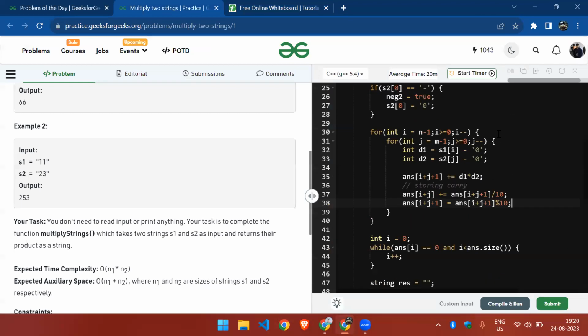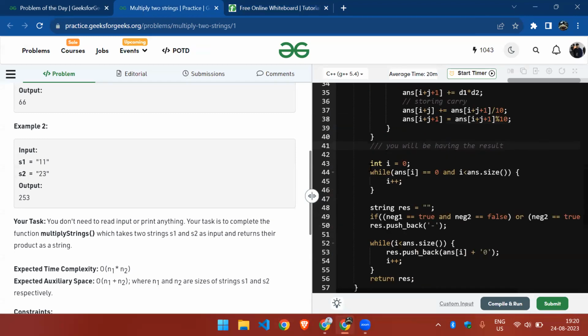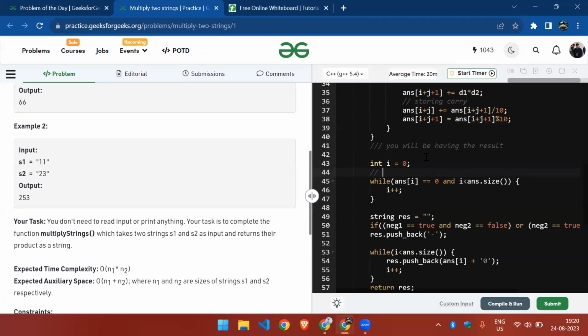Okay. So after this, you will be having the result in your answer vector, right? Now, what to do? We have initialized the I pointer 0 in order to now avoid. It's time to skip all the preceding zeros. All right. So whenever we get a 0 in the initial place, we simply skip it. Okay. I will use this I pointer afterwards. I will tell you its significance.